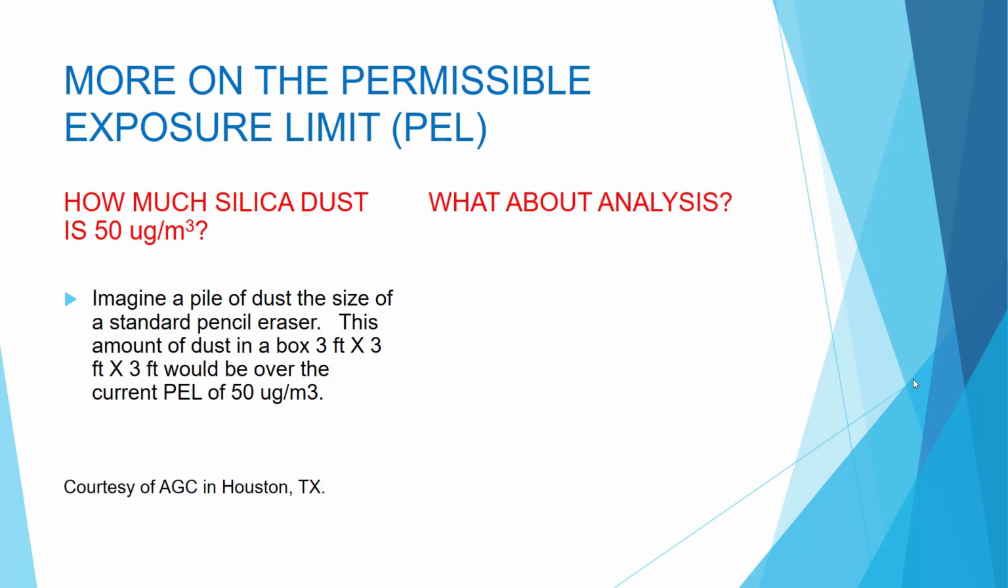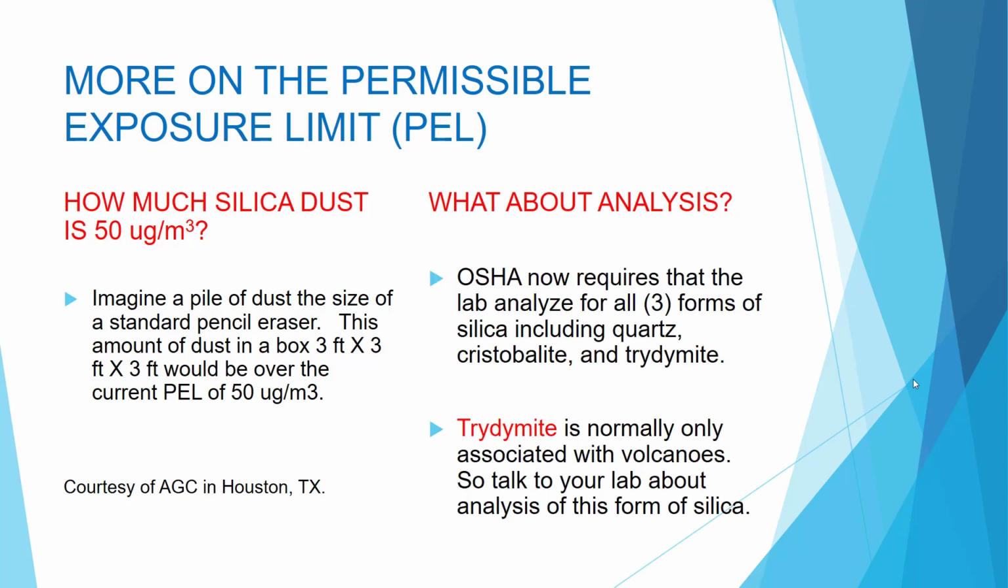OSHA also has some new requirements for analysis. The laboratory must analyze for all 3 forms of silica, including quartz, cristobalite, and tridymite. The most common form of silica is quartz. Quartz may morph into cristobalite with high temperatures like in a foundry, but tridymite is normally only associated with volcanoes. So talk to your lab about ways that you can reduce the burden of analysis for all 3 forms by documenting the type of silica through the SDS, historical data, or the analysis of a bulk sample of your dust.